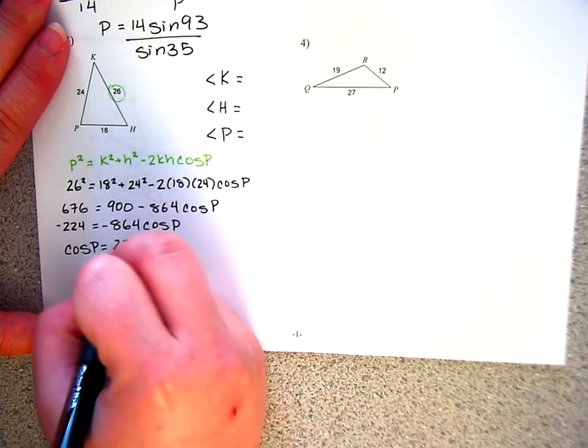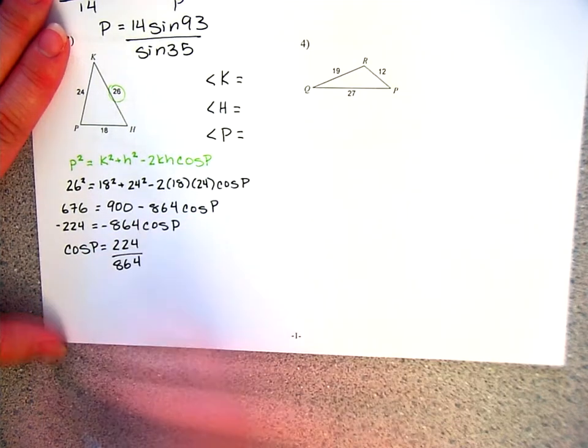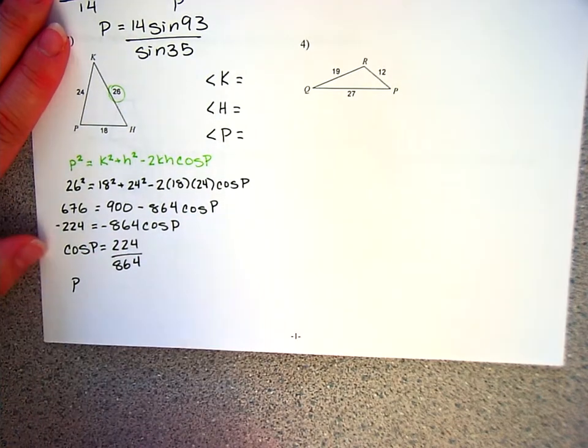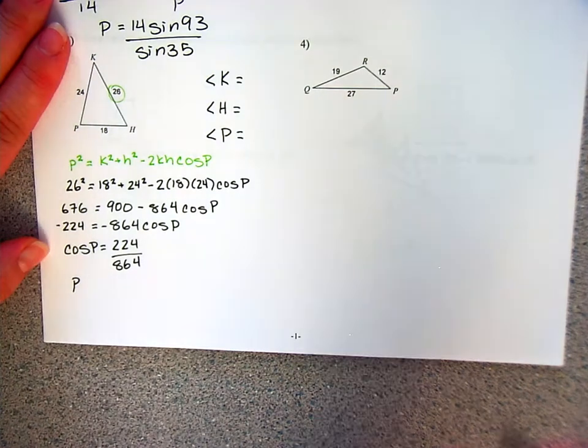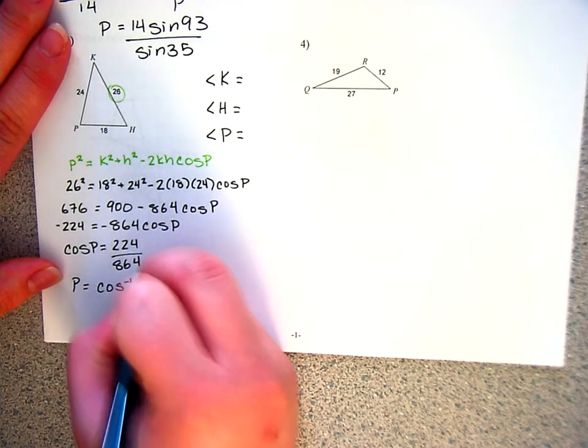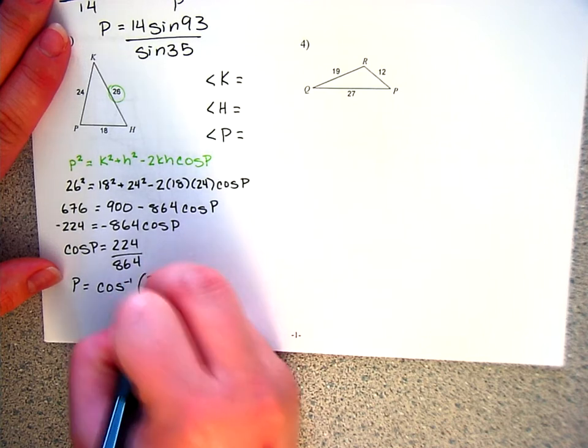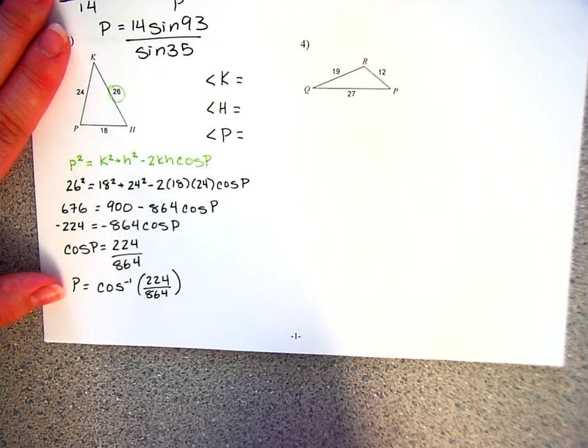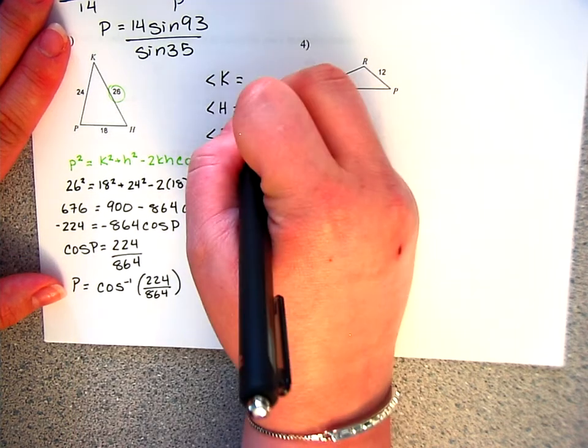And I need to take inverse because I need to get the big P out of cosine. So cosine inverse of 224 over 864. When I put that in my calculator, I should get that P is equal to 74.97.